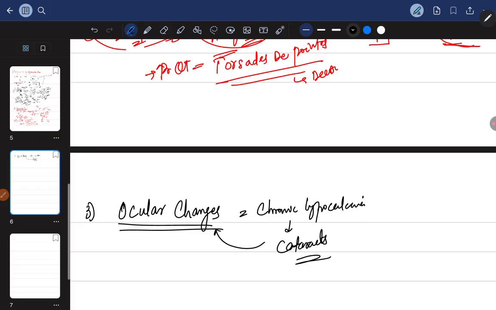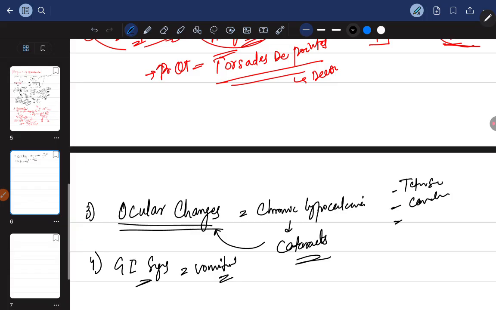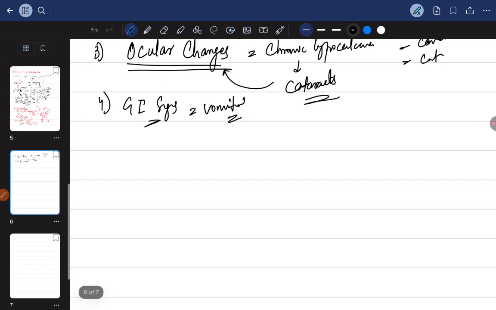There are also GI signs. Normally you don't see them, but in some cases vomiting is reported. So mainly what you have to remember: there will be tetanic seizures, there will be cardiovascular changes, and in some cases cataracts. So these things you have to remember. These are the complications. I will summarize some of the clinical signs for you.